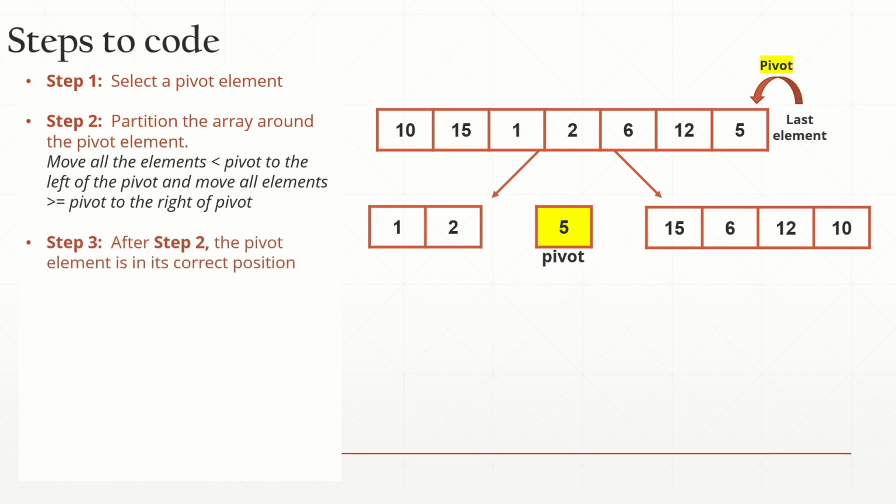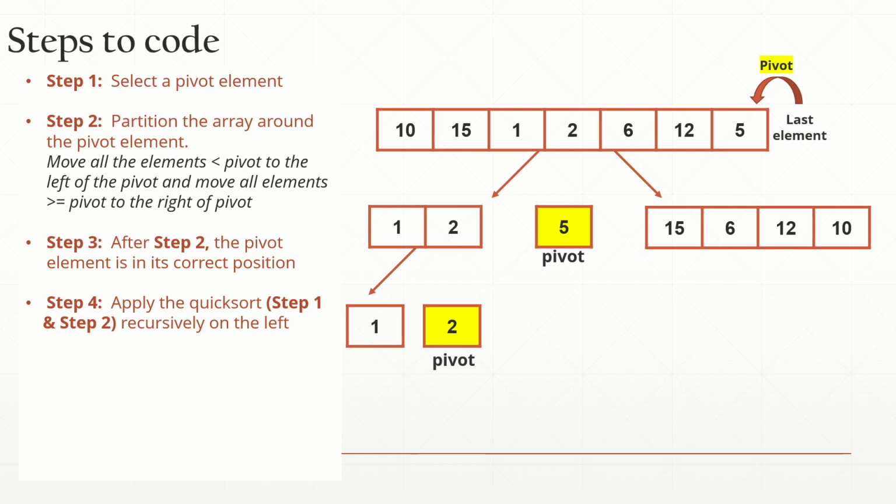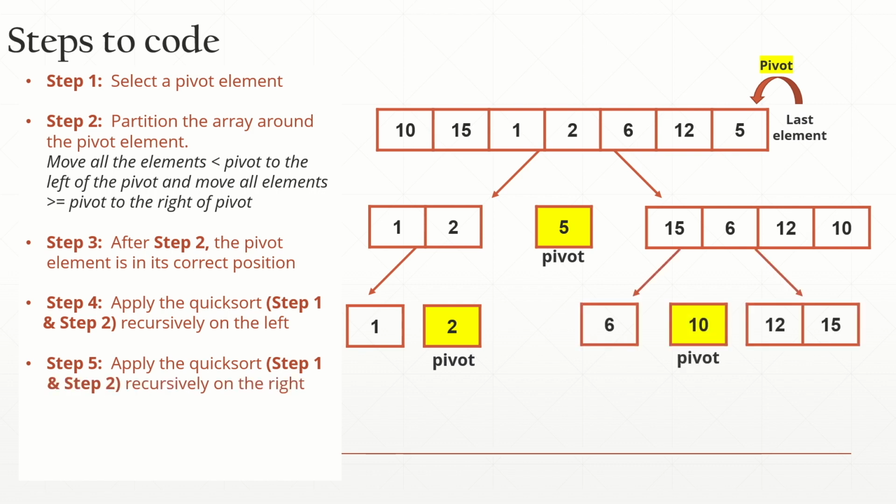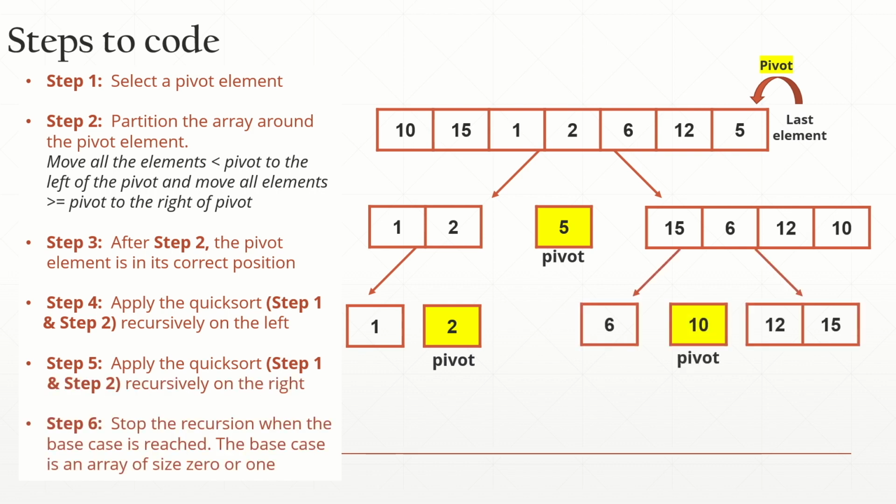After this task, the pivot element will be in its correct position, and now we will be executing step 1 and 2 recursively on the left partition to sort the elements as per the quicksort algorithm. Once the left partition is sorted, we will sort the right partition, and the recursive calls stop when the base case is reached. The base case is an array of size 0 or 1.